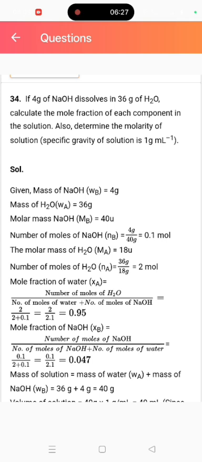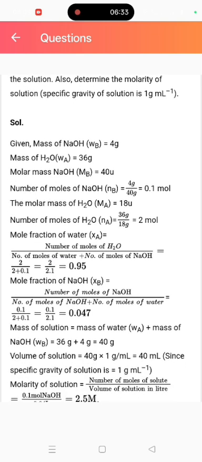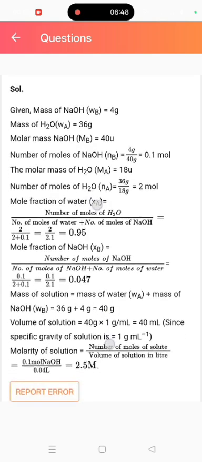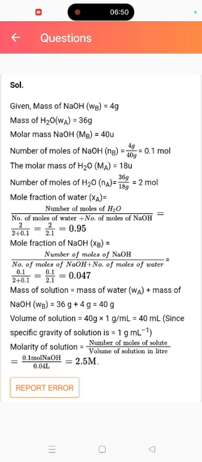Next one is molarity. For the molarity calculation, we find the mass of the solution, that is mass of water plus mass of NaOH. Okay. So 36 plus 1, the mass of solution. Mole fraction of NaOH also we got.